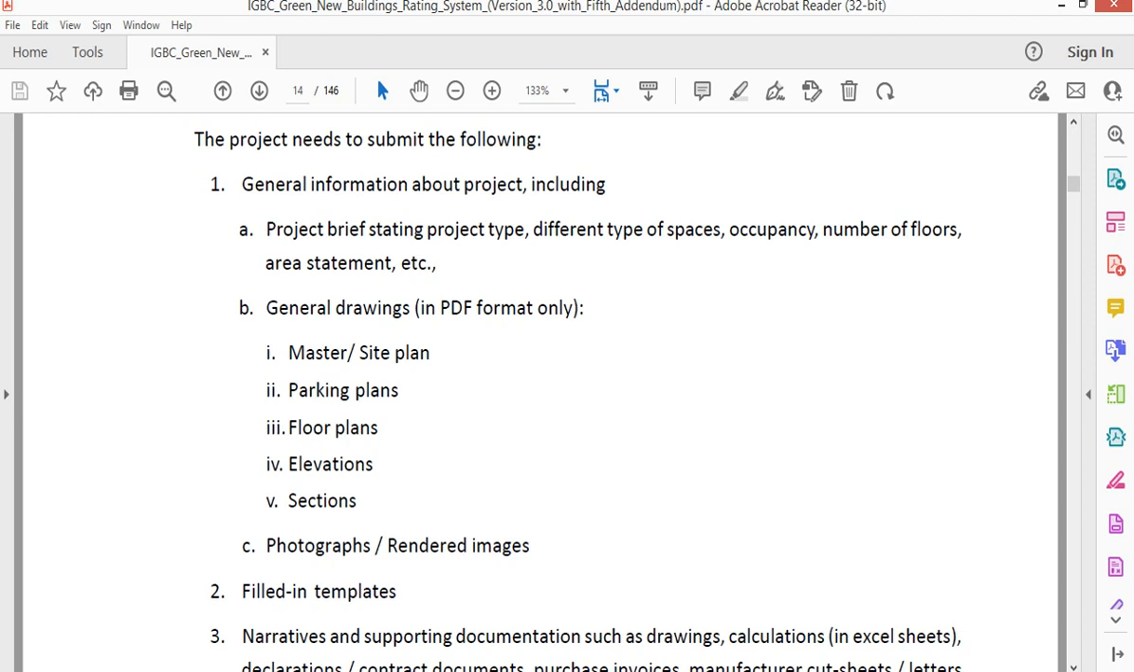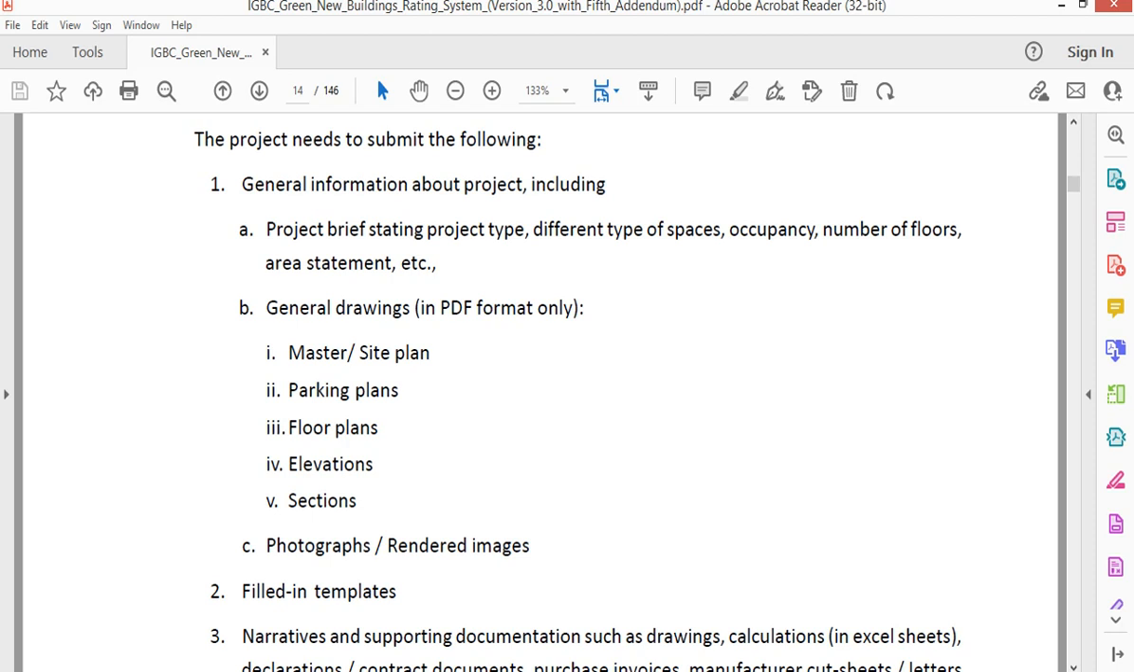Then comes the general drawings, which are to be submitted only in the PDF format. So this includes the master or the site plan, then the parking plans, the floor plans, the elevations, and the sections. The master plan or the site plan gives us a bird's eye view or an overall view of the project and its space distribution and so on. An example of this would be in the case of a university, the master plan or the site plan would include details of the buildings which are meant for the various departments, the laboratories, the canteen, sports ground, hostels, and so on.